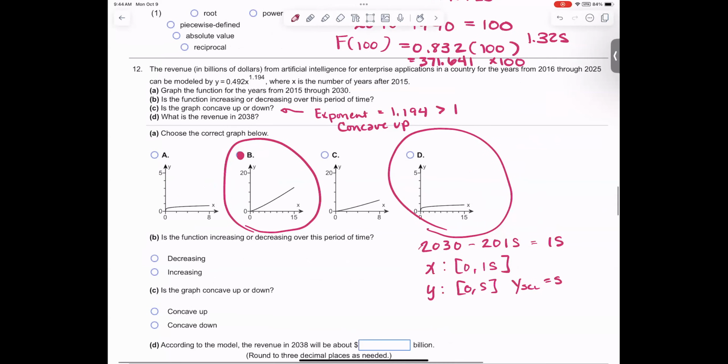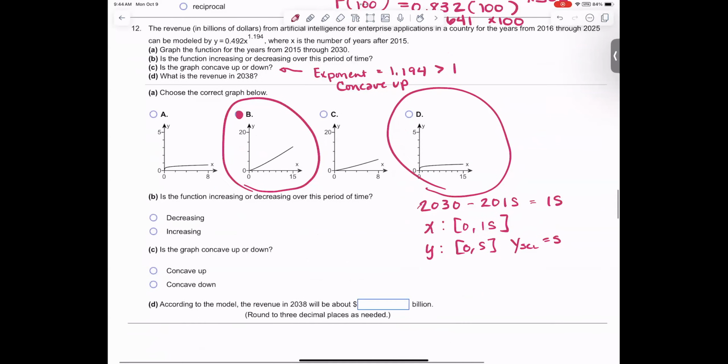Okay, is that function increasing or decreasing? Is it going up? All power functions go up. Decreasing? So it's increasing.